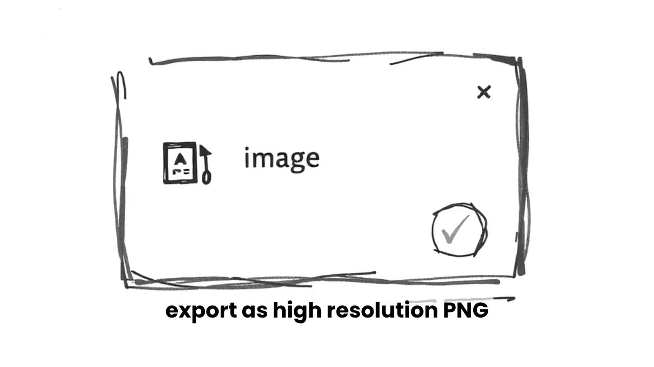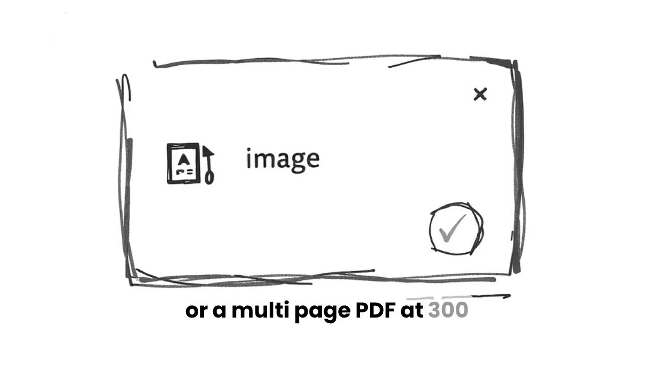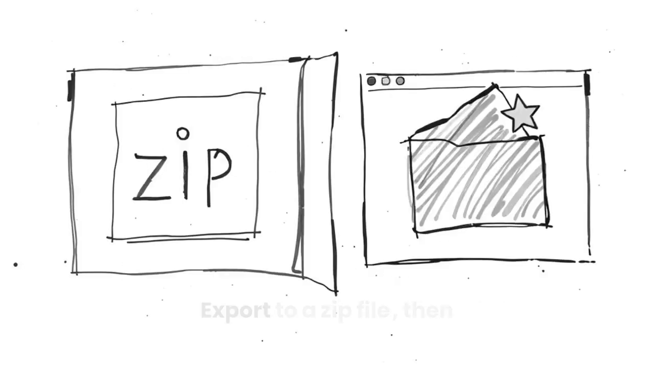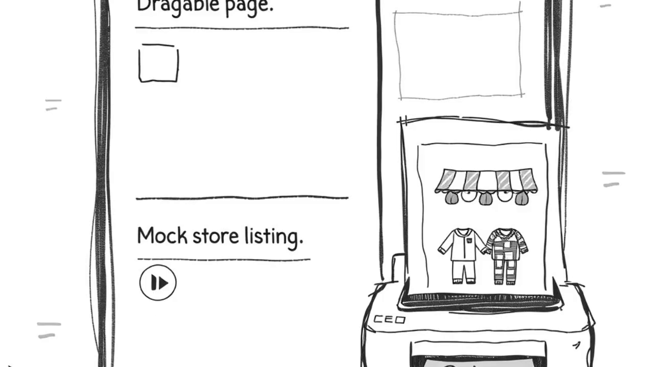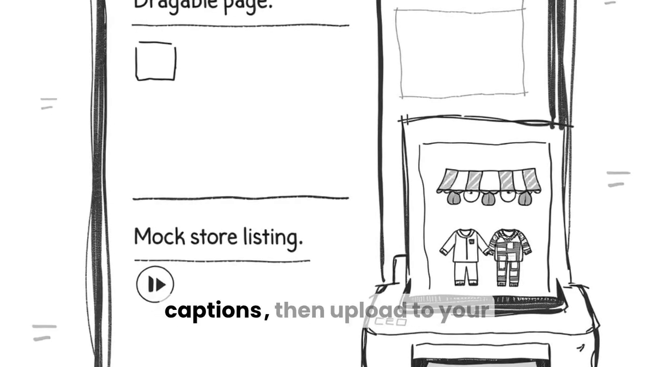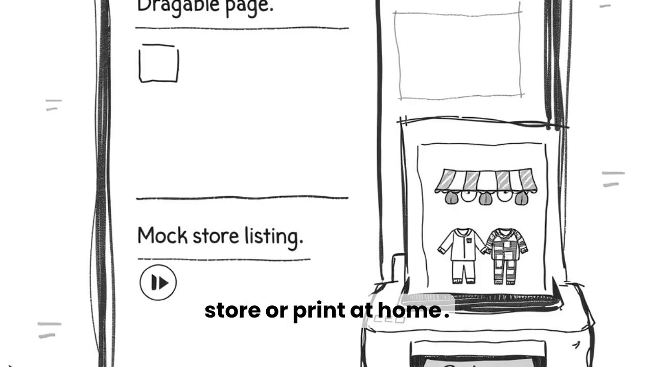Select all images, choose Export as high-resolution PNG or a multi-page PDF at 300 dpi. Export to a zip file, then download and extract on your computer. Optional: add page numbers or captions, then upload to your store or print at home.